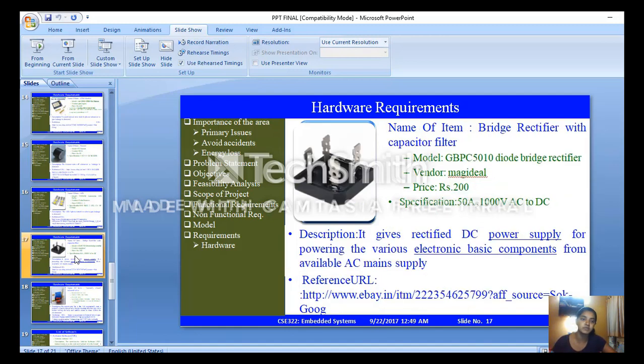The next hardware component is the bridge rectifier with capacitor filter. The model used is GBPC 5010 diode bridge rectifier. Vendor is Magideal. The price is Rs 200. Specification: it is 50 ampere 1000 volt AC to DC. Description: it gives a rectified DC power supply for powering the various electronic basic components from available AC main supply.